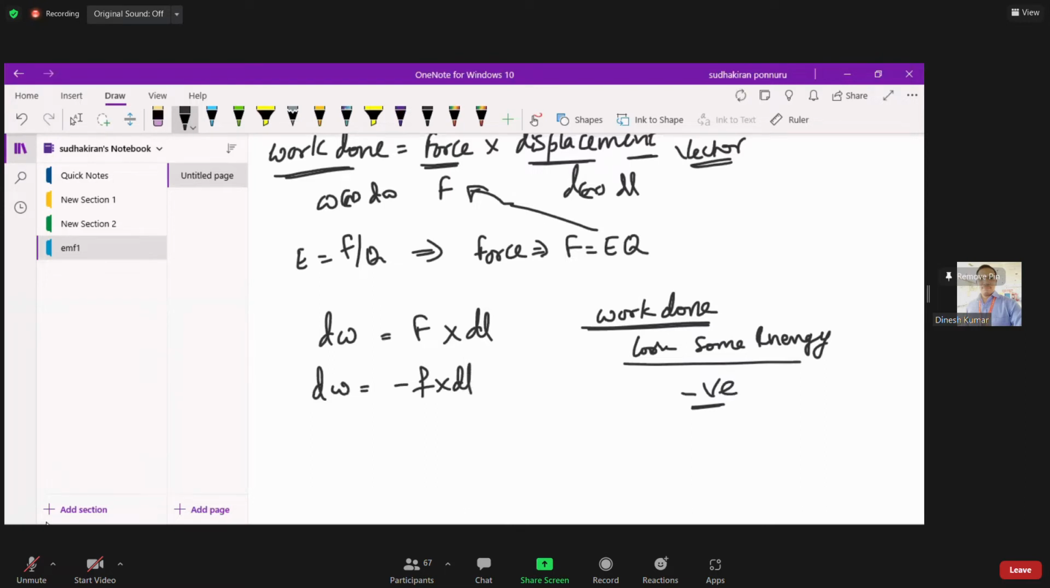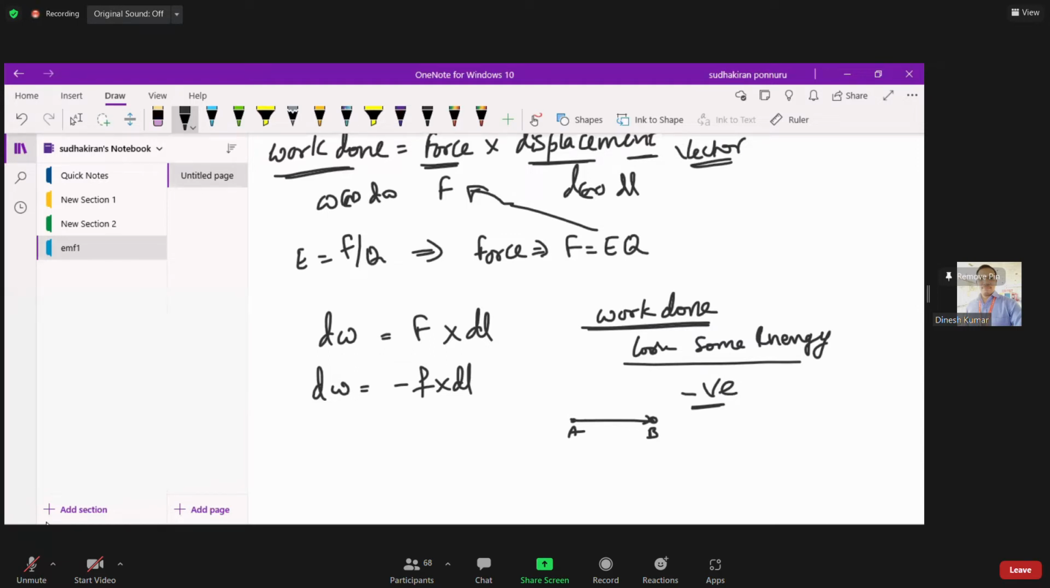So this negative sign is because, while moving the point charge from one point to another point, we definitely require some energy. In order to move from point A to point B, we have to do some work, and in order to do that work, we have to use some energy. Because of using that energy, we will lose it. That loss of energy we indicate with a negative sign. Therefore, dW is equal to minus F into dl.